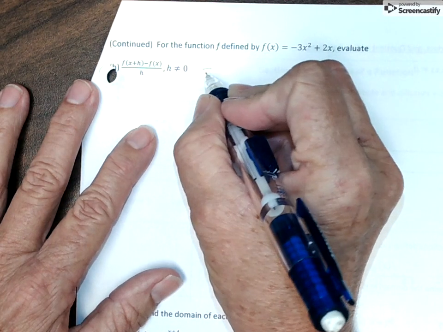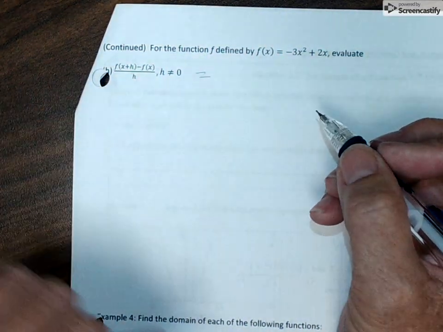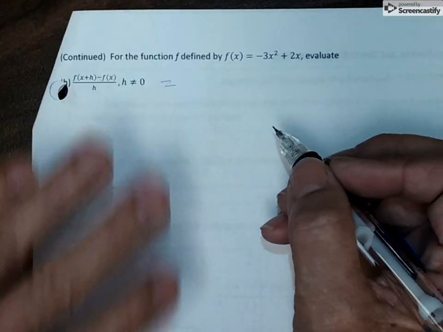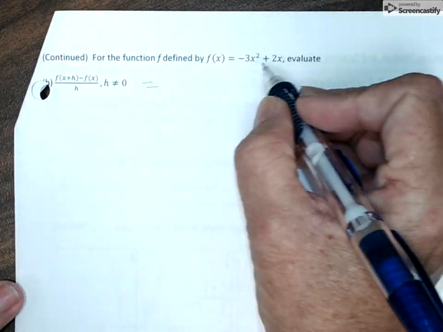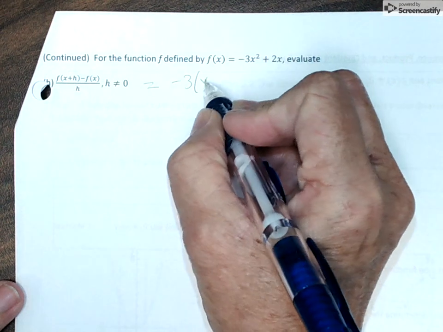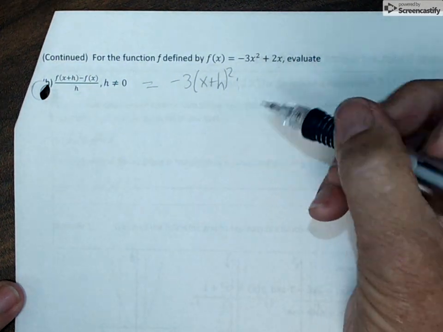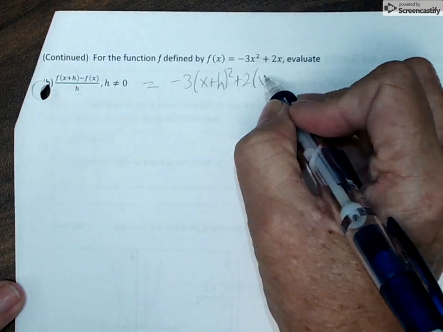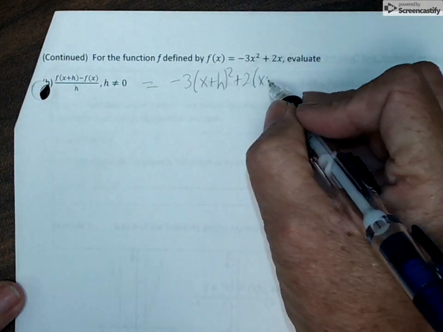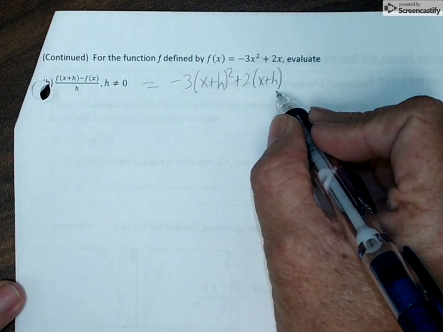So if I were to write this out, right now I'm just going to write out the f of x plus h. Let's zoom in a little so you can see this. So negative 3, and wherever there's an x, I'm putting the x plus h squared plus 2 times x plus h. So this right here is f of x plus h.